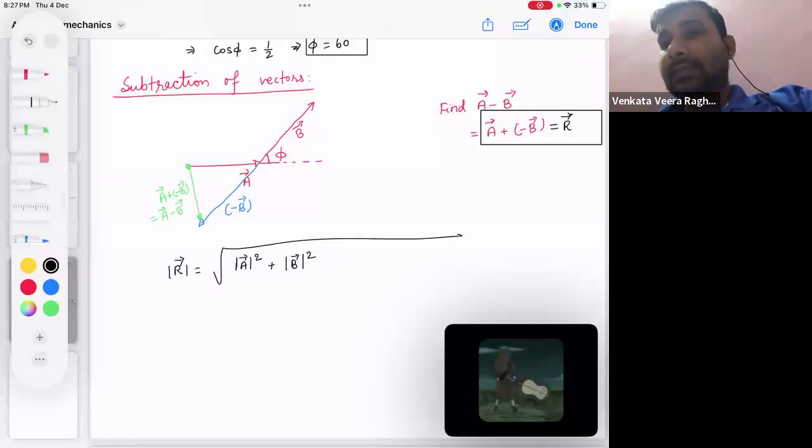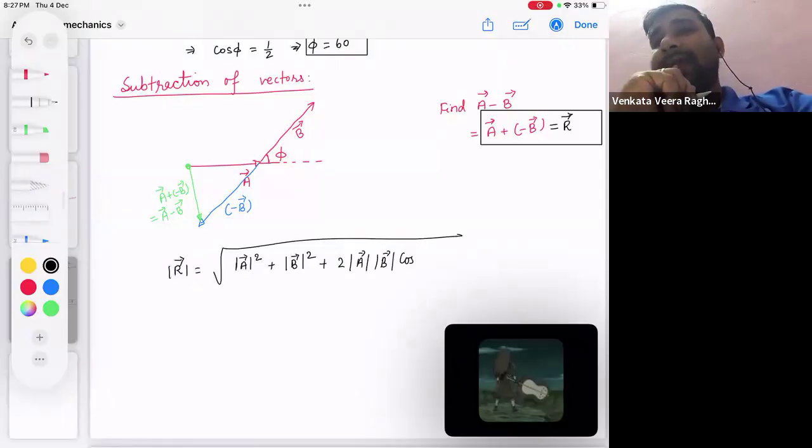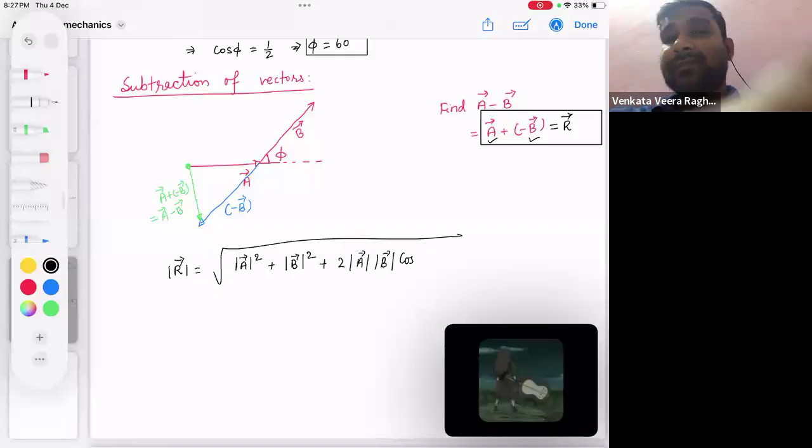So A vector plus B vector: A vector magnitude, B vector magnitude, 2 times of mod A, mod B, cos. Can you tell me what is the angle between the two vectors? Which two vectors? A vector and minus B vector. Can you tell me what is the angle between A vector and minus B vector? Not A and B, because I am trying to find the resultant of A and minus B. Can you tell me what is that angle?